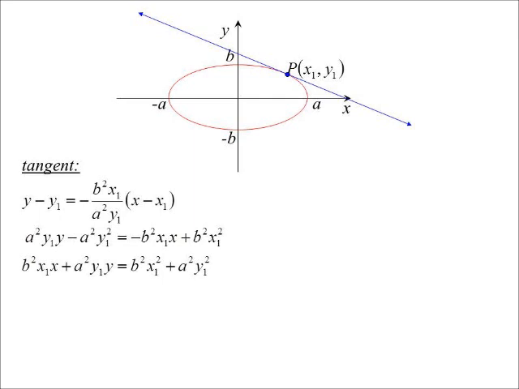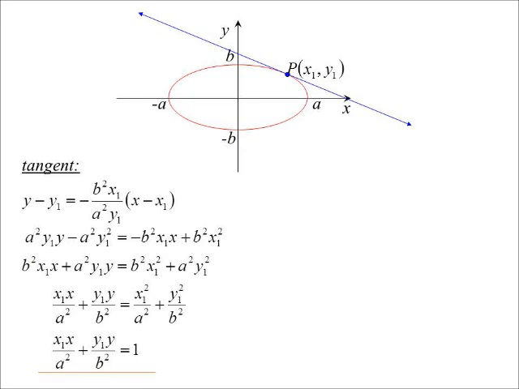But what I'm going to do is divide everything by a squared b squared, because it makes the right hand side more obvious. So I've got x1 squared on a squared plus y1 squared on b squared, but I know the value of that because x1 y1 is on the ellipse. Therefore it must satisfy the equation of the ellipse, so it must equal 1. So on the right hand side, that's just 1. And we get the equation of the tangent.